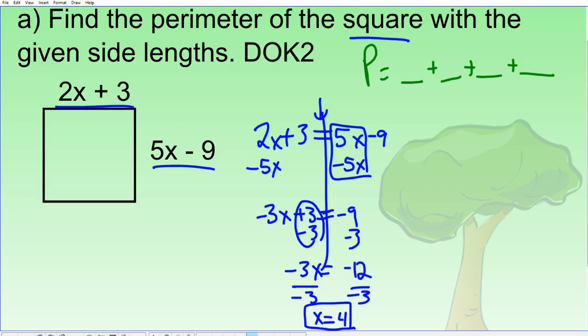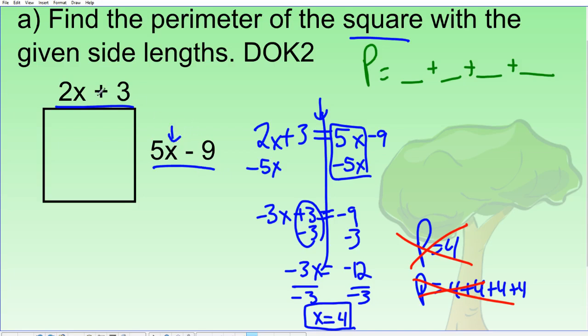Now, it would be wrong for me to say, oh yes, my perimeter is 4. No, it's not. That's very wrong. It would be wrong for me to say, oh, okay, so each side is 4, so I take 4 plus 4 plus 4 plus 4. No, it's not. All we did when we found x equals 4 is we literally found this guy right there. That x. X is 4. Not the side length, not the perimeter, x.